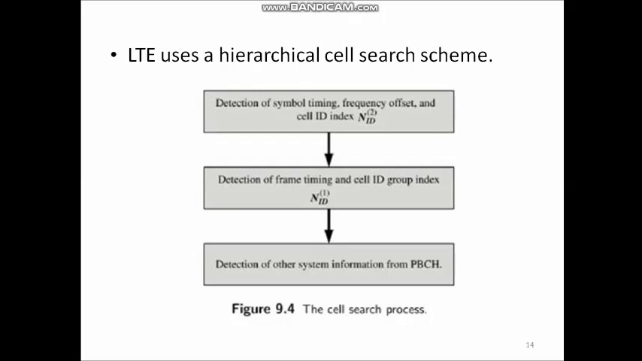So, basically there are a total of 504 unique physical layer cell IDs. These are grouped into 168 physical layer cell ID groups. So, this NID1 is equal to 0, 1 up to 167. This represents the group. Each group contains 3 physical layer IDs, and these are represented as NID2, which is equal to 0, 1, 2. This represents the physical layer ID within the cell ID group. Already we have discussed this in the previous chapter.